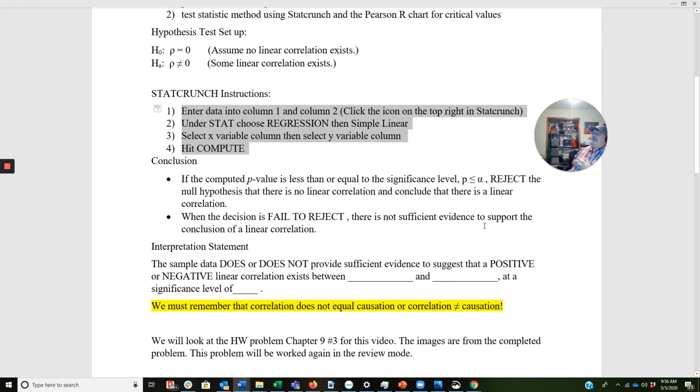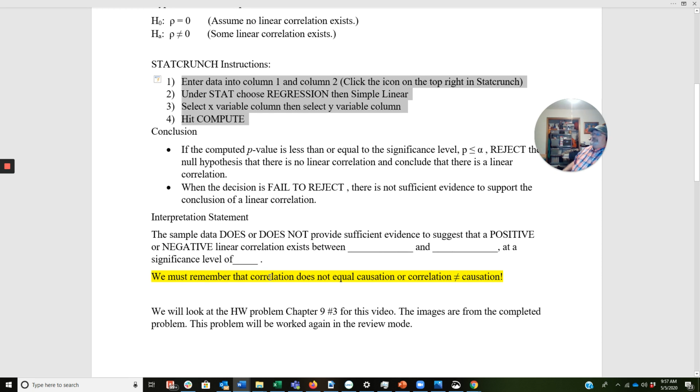So if the computed p-value is less than or equal to the significance level, that is p less than or equal to alpha, reject the null hypothesis that there is no linear correlation and conclude that there is a linear correlation. When we decide to fail to reject the null hypothesis, we're saying there's not sufficient evidence to support the conclusion of a linear correlation. So how do I interpret that? Well, you see the words in all uppercase. My sample data either does or does not provide sufficient evidence to suggest that it could be a positive or it could be a negative linear correlation exists between the two variables that we're looking at. Remember, that's what this is about, a relationship between variables and the significance level.